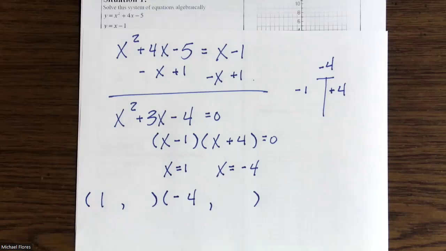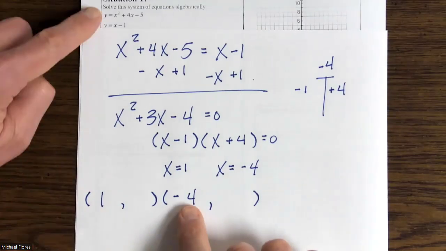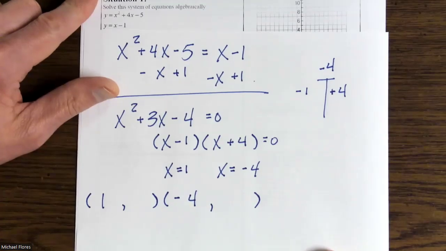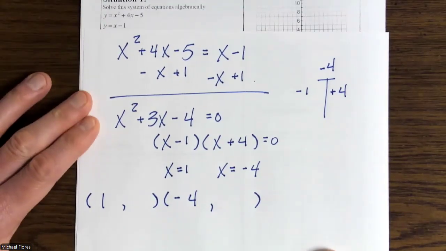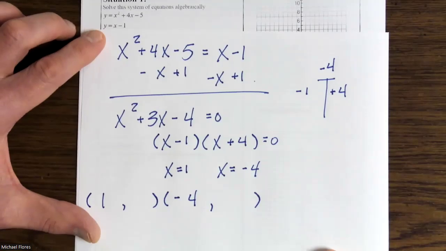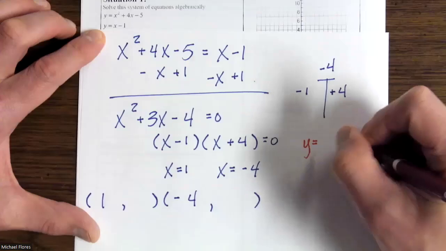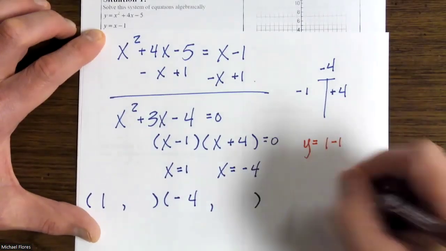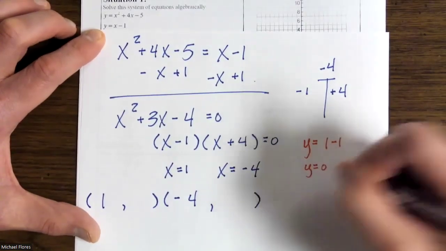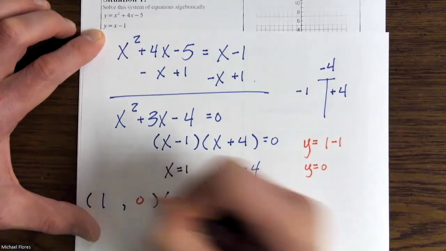What we have to do is take each of these separately and substitute them back into either one of the functions. It doesn't matter. I would choose the easier one. So I'm going to substitute 1 into this function first, wherever I see an x. 1 minus 1, that's 0. So when x is 1, y is 0.